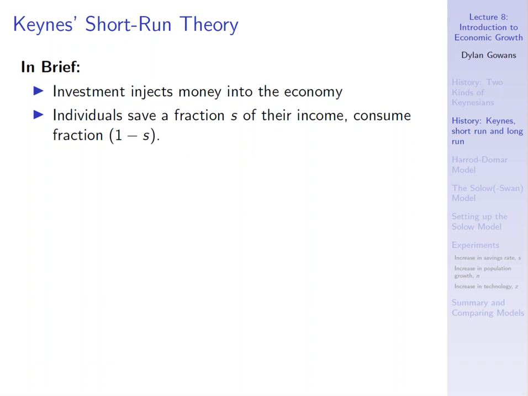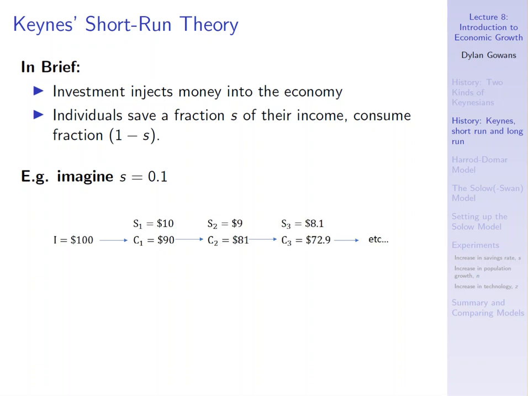Okay, so let's see how this actually works. Imagine, as I said, that the savings rate, little s, is 0.1 or 10%, meaning people save 10% of their income. Now imagine $100 is injected into the economy through investment. Okay, so some firm invests $100. Well, here's what happens. That becomes someone's income, right? Every time I spend, it becomes someone's income. So let's say this becomes person one's income.